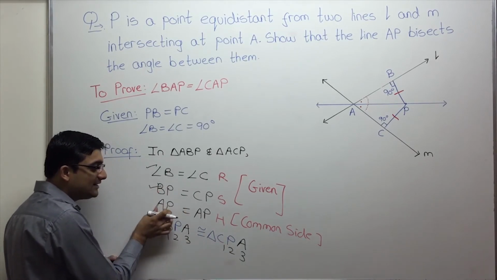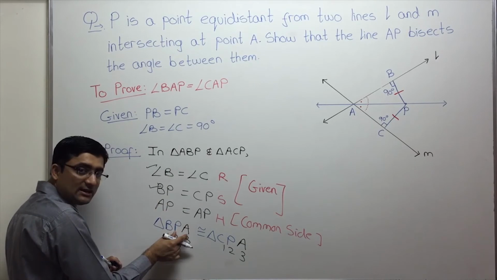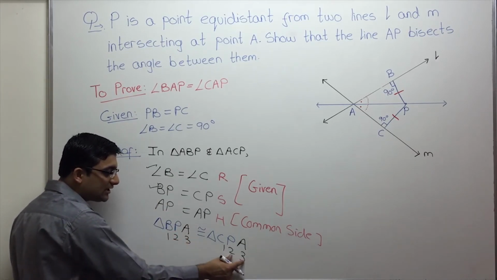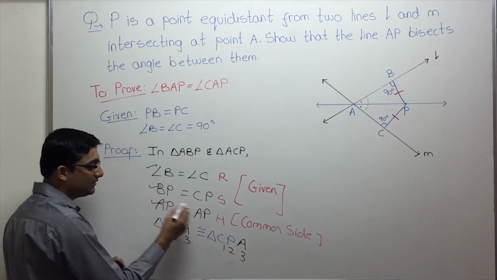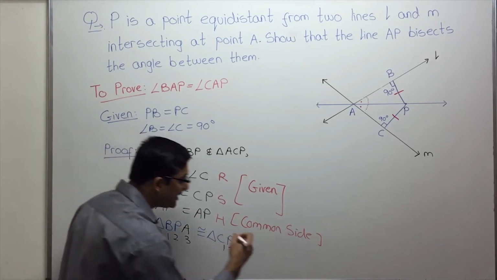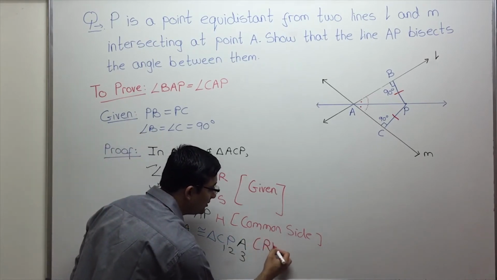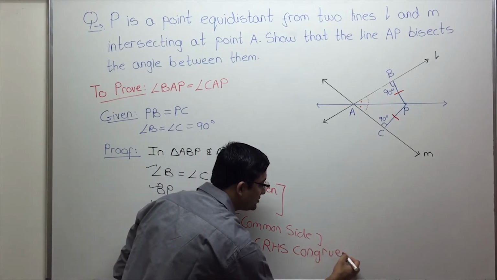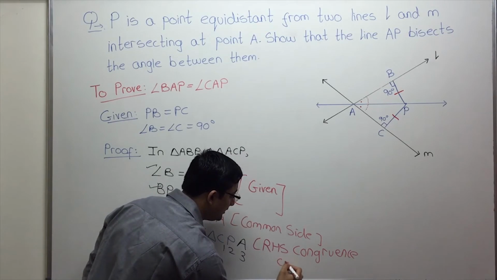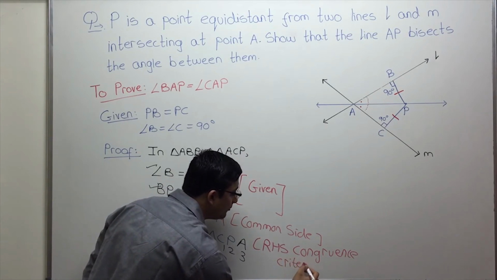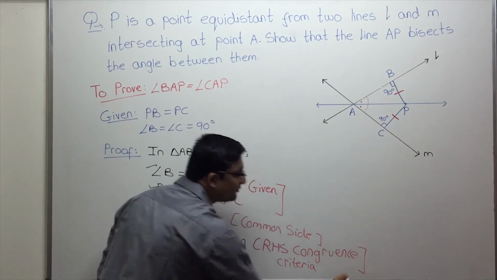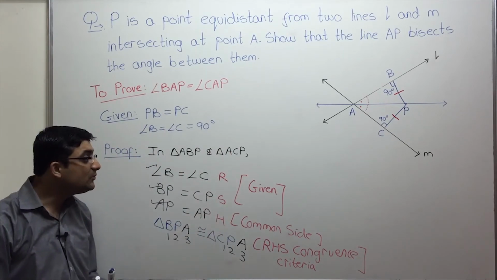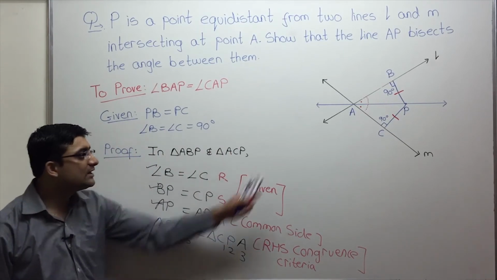Check. Get the side corresponding to AP. Second and third letter. I repeat, what is AP? Second and third letter. This will correspond to the second and third letter, AP. So AP is equal to AP. So the statement is correct. What is the criteria we've used? RHS congruence criteria. So remember, the moment you see two right angle triangles, try to use the RHS criteria. Right angle, hypotenuse, side.